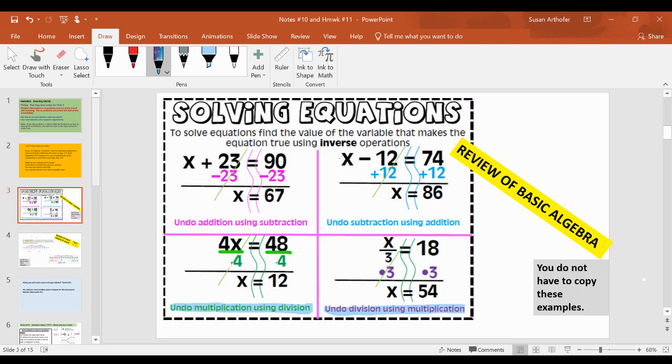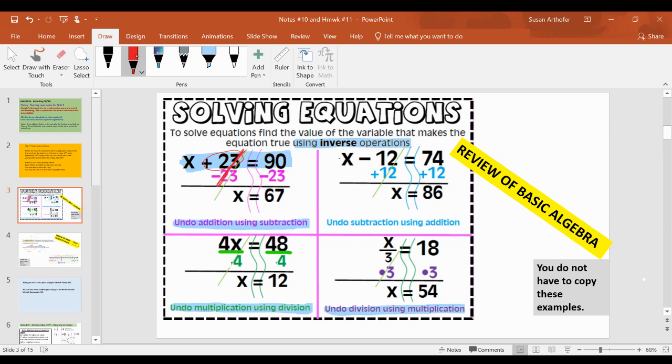So right now, I just want you to sit and listen for just a minute. This is just a review of basic algebra. This is solving equations, and you solve equations using inverse operations, and you watched a couple of videos last week on this. So if you had an equation of x plus 23 equals 90, to undo addition, you use subtraction. That's the inverse. So the inverse operation of this addition of positive 23 is to subtract 23 to both sides.